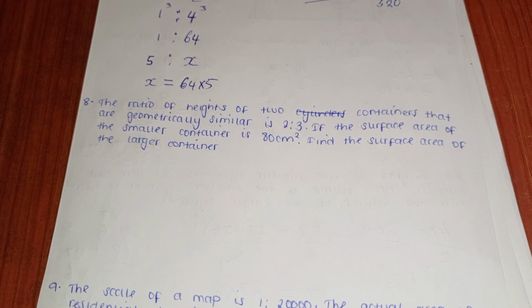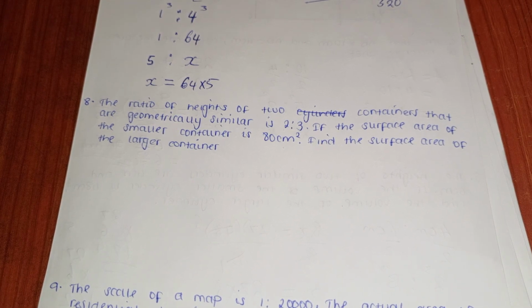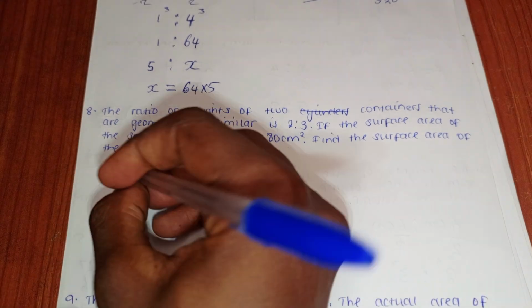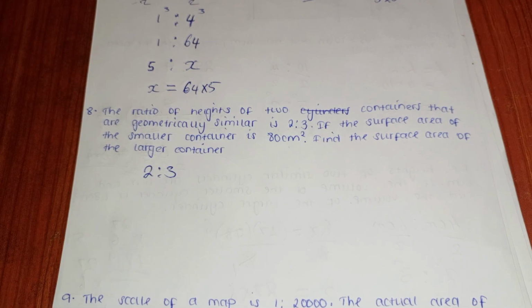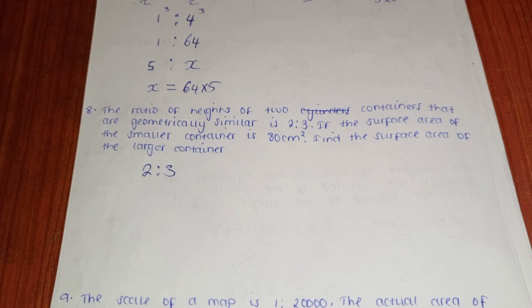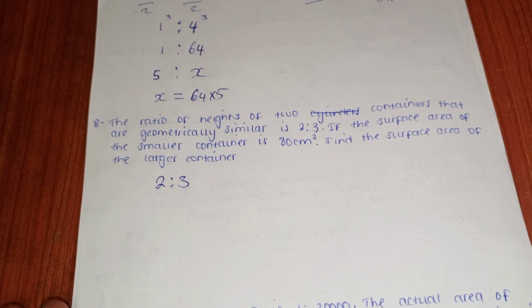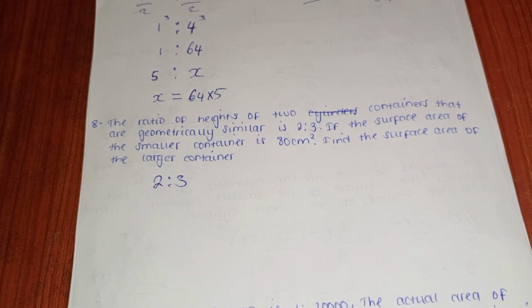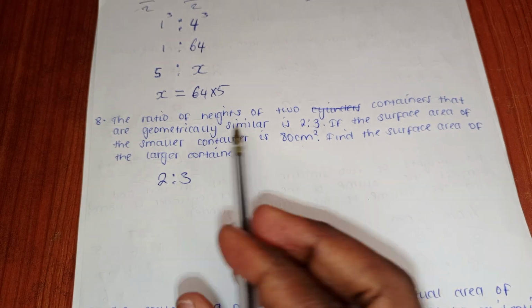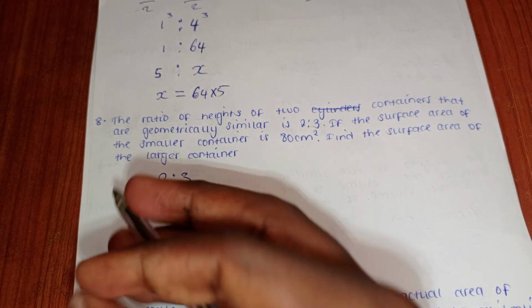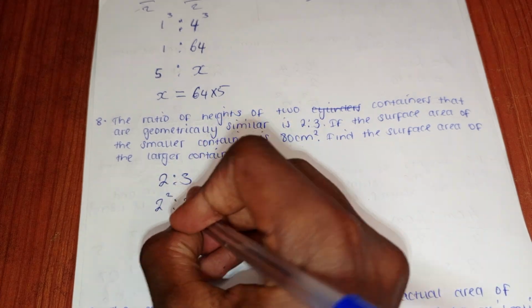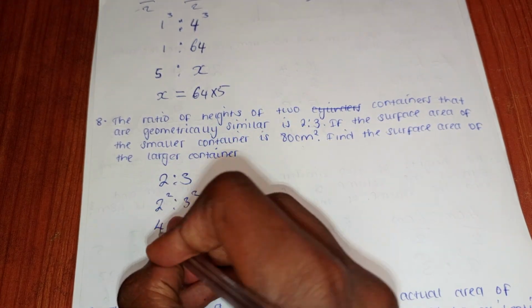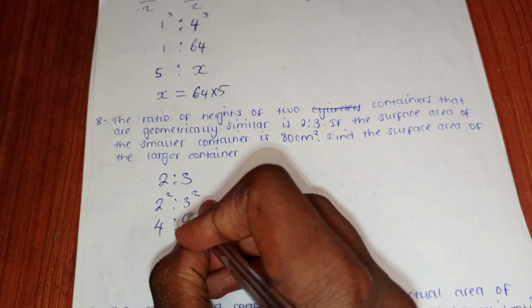Then the ratio of heights of two containers that are geometrically similar is 2 to 3. If the surface area of the smaller container is 80 square centimeters, find the surface area of the larger container. So is there a number that can go into 2 and 3? There's no number, so that's just 1. So we have the same thing. Now we square these two. So 2 squared to 3 squared. 2 to the power 2 is 4, and 3 to the power 2 is 9.